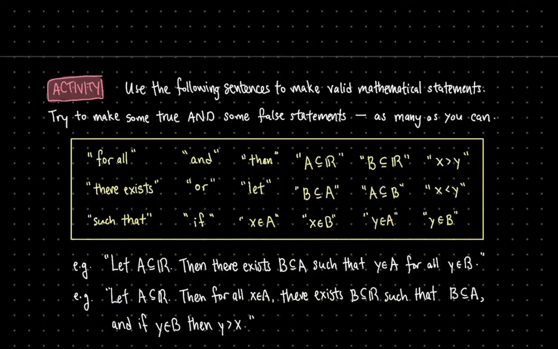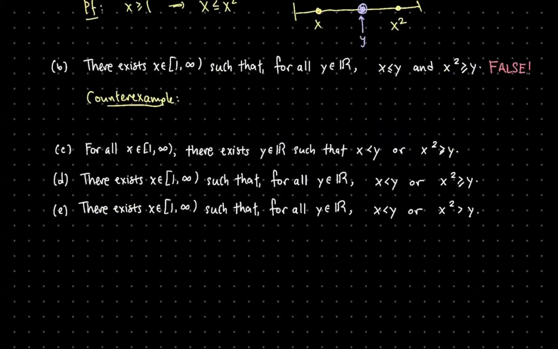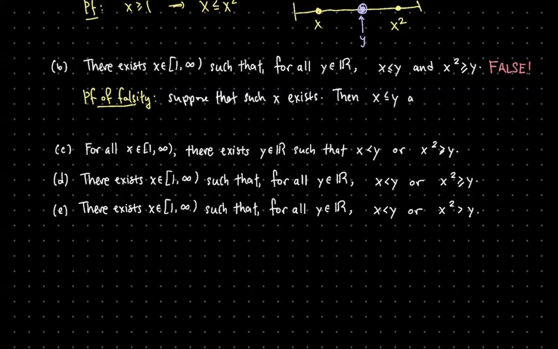Sorry, what am I trying to say? Not a counterexample. I'm trying to say that it's false, right? So proof of falsity was correct. I don't know why I erased that. Proof of falsity. Sorry if your notes are getting all messed up. Suppose that such x exists. Then x is less than or equal to y and x squared is greater than or equal to y for all y.